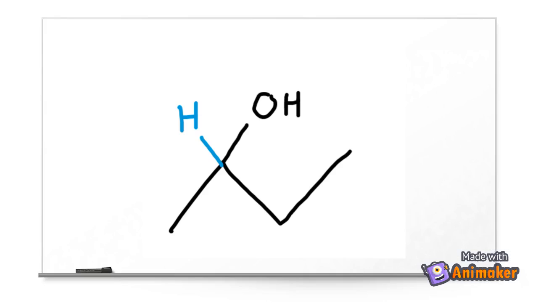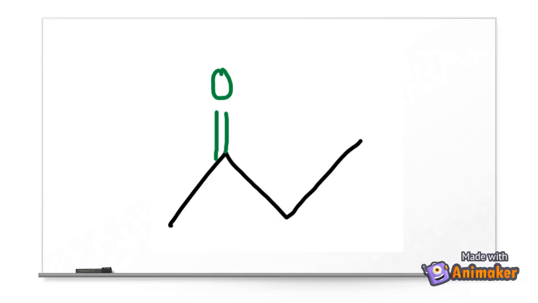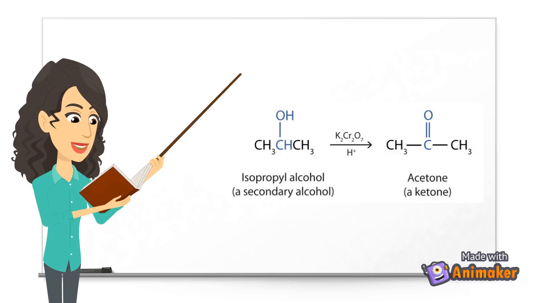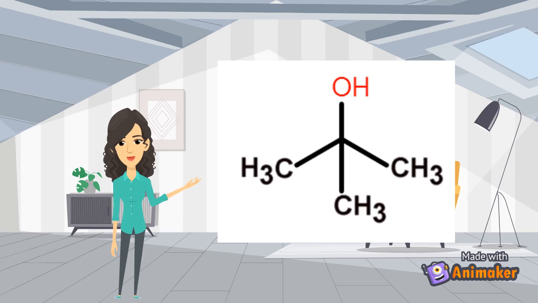Next, let's look at the oxidation of a secondary alcohol. If we remove the hydrogen on the carbon and the hydrogen on the oxygen, a pi bond forms between the oxygen and the carbon, giving us a ketone. The example is as follows. Isopropyl alcohol to acetone.